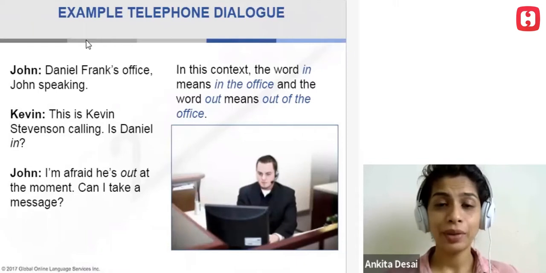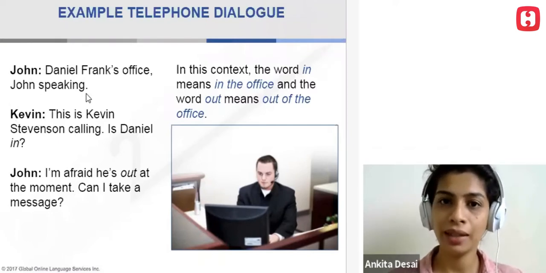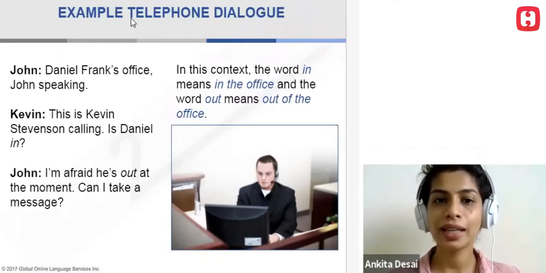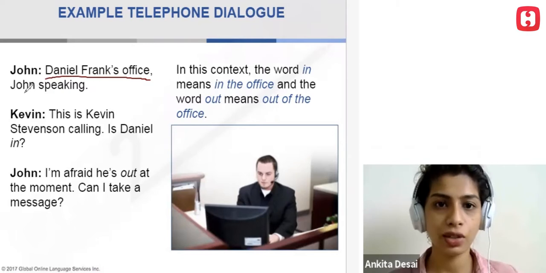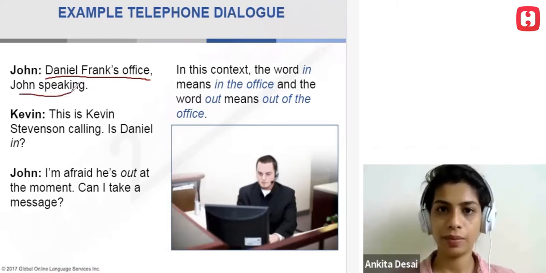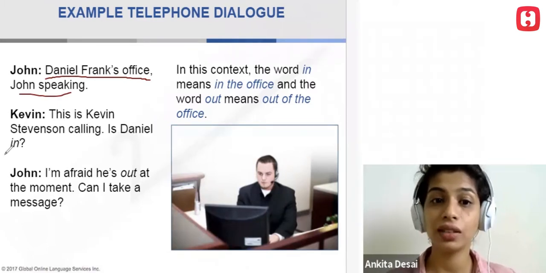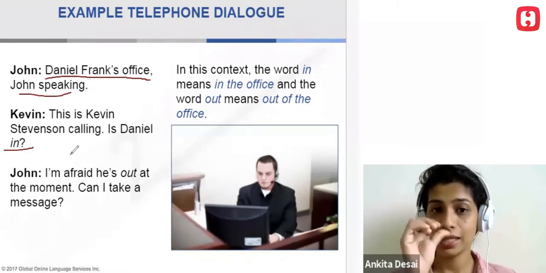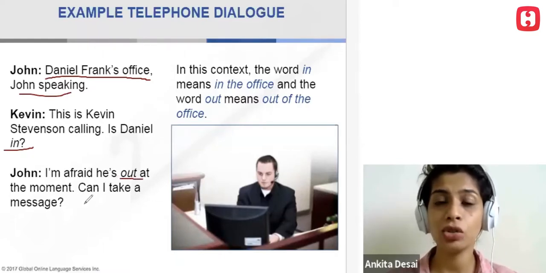Next example. In this example, there is a conversation between John and Kevin. John says, "Daniel Frank's office. John speaking." The first thing that he says is the name of the office, the name of the company. Daniel Frank's office. John speaking, and my name is John. "This is Kevin Stevenson calling. Is Daniel in?" "I'm afraid he's out at the moment. Can I take a message?"